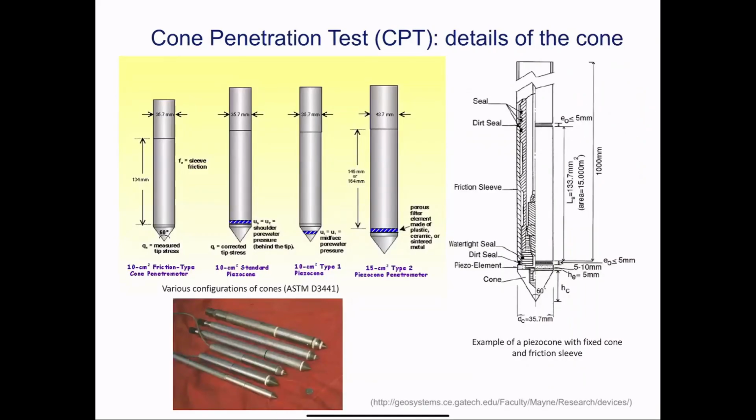And as I mentioned, there are different types of cones. Hopefully you'll get to see this when you go into practice if you work on land reclamation projects. The CPT cones vary in size. The first three are the standard 36 millimeters. The last one is a slightly larger one at 44 millimeters in diameter. These cones can vary in terms of where the pore pressure measurements are taken.